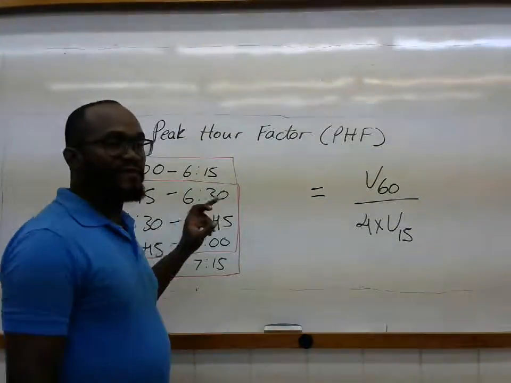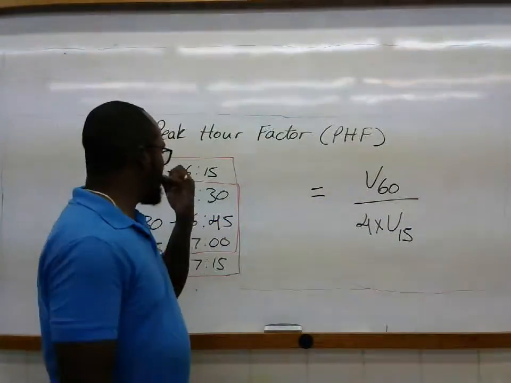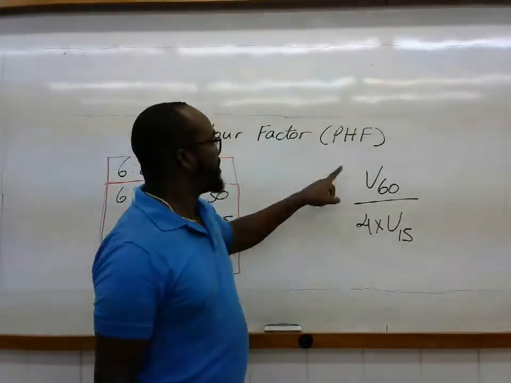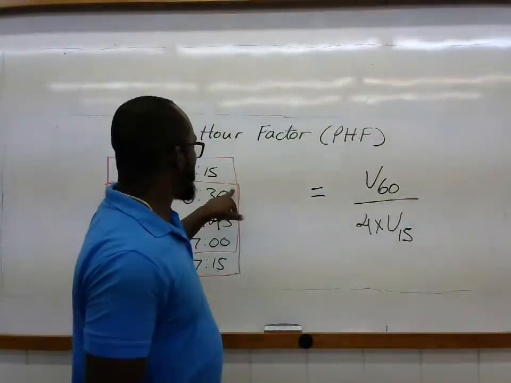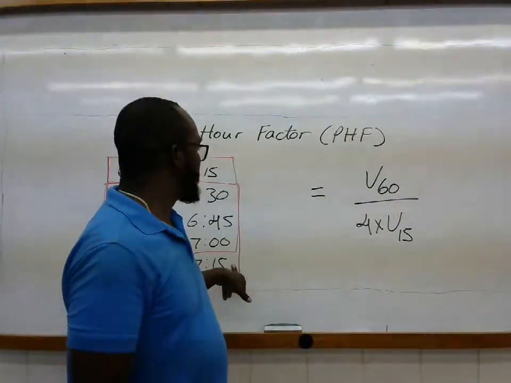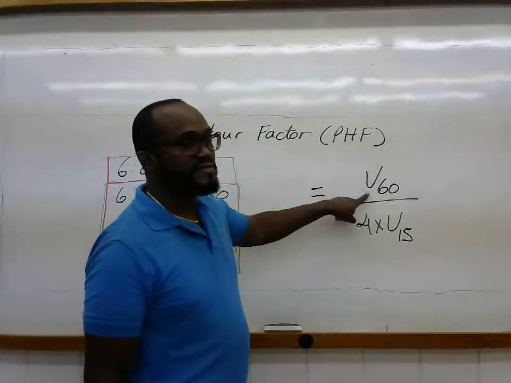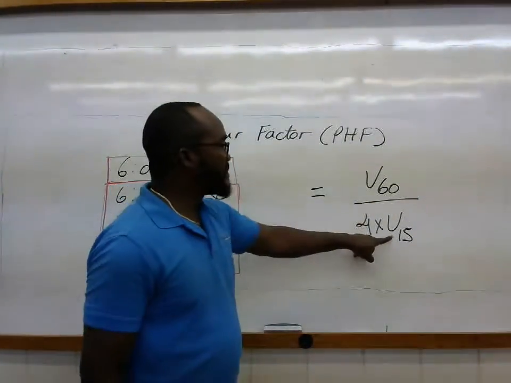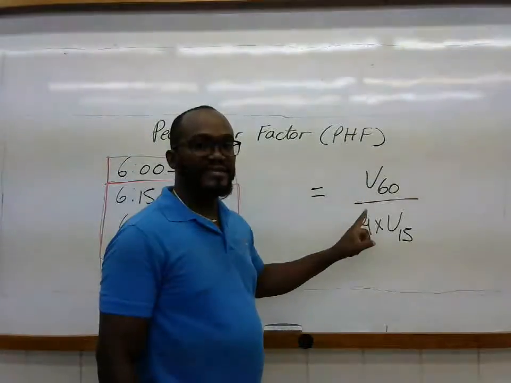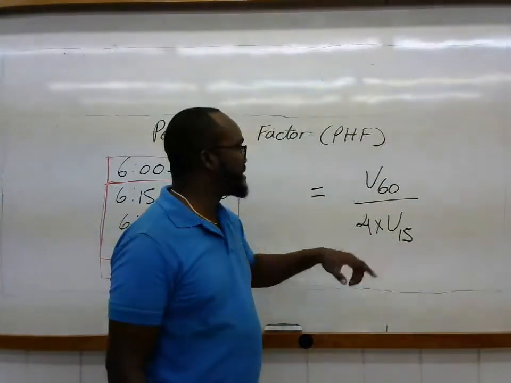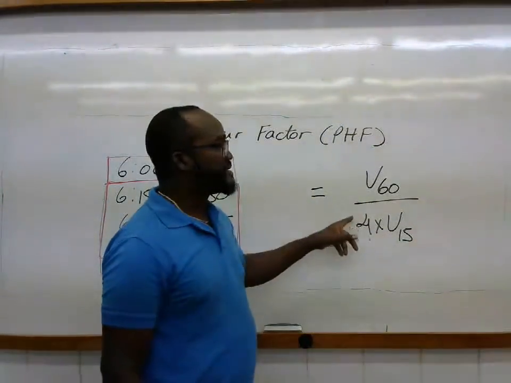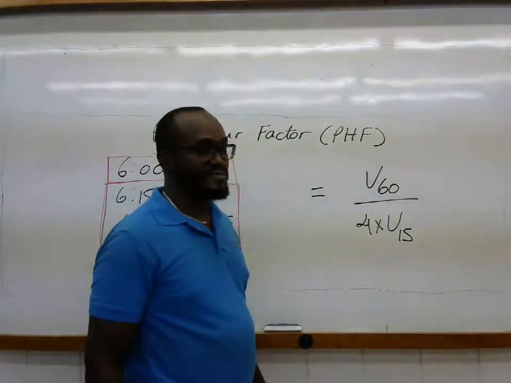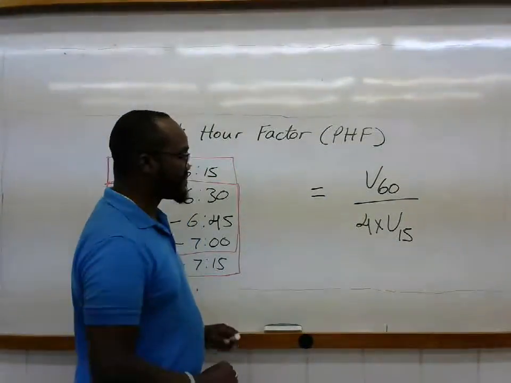So, whatever those 4 consecutive 15-minute periods are, in determining the peak hour factor, we look for the highest 4 consecutive 15-minute periods, and that term goes to the numerator. Then, the 15-minute period within that hour that has the highest volume is used in the denominator. And the quotient of that is the peak hour factor. So, let me do a little example just to explain.